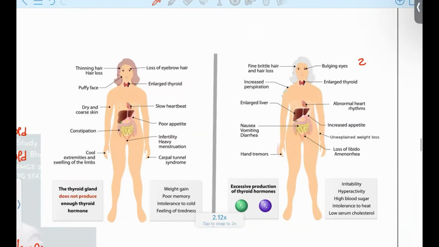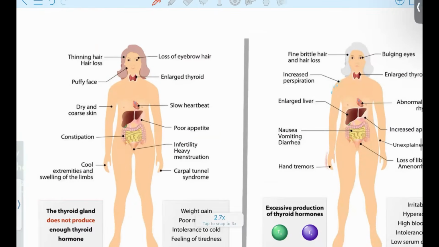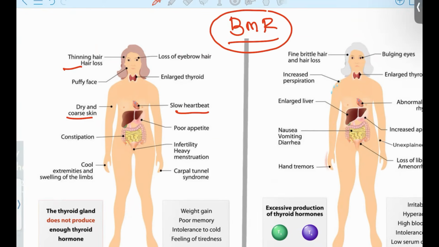Your hypothyroidism patient will have alopecia, dry skin, and slow heartbeat, because the main function of the thyroid hormone is the basal metabolic rate. If the basal metabolic rate is slow, constipation can occur, dry skin can be seen, and alopecia because the circulation is poor. Cool and crampy extremities are also presented in these patients.